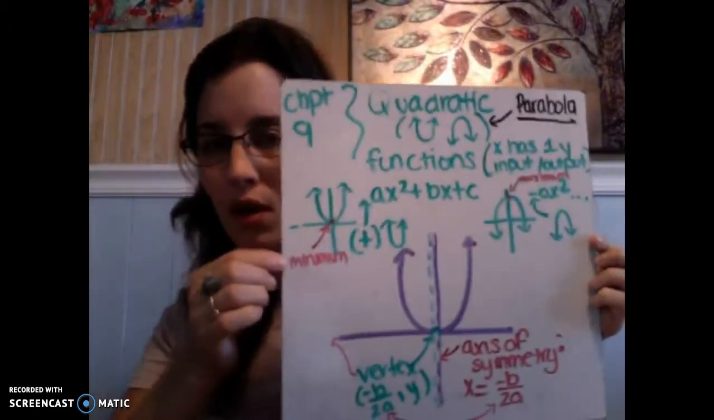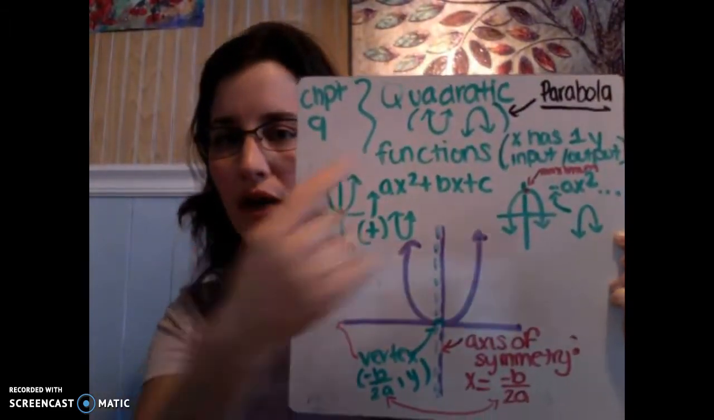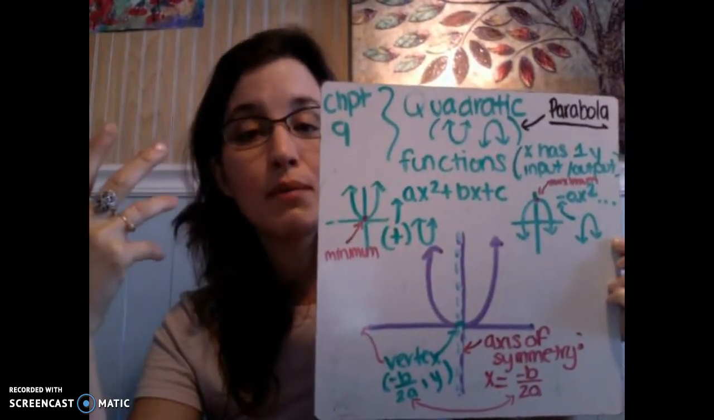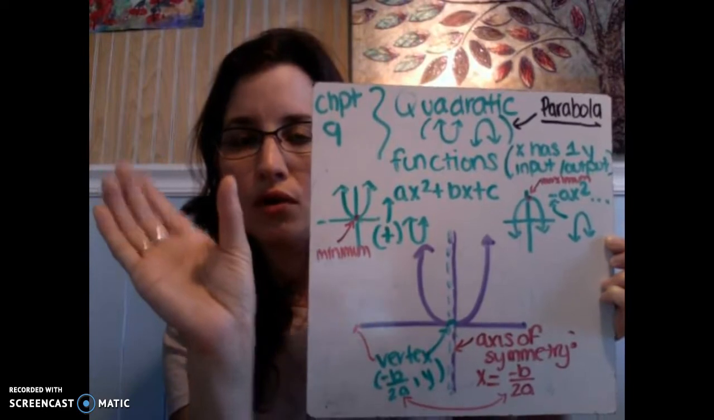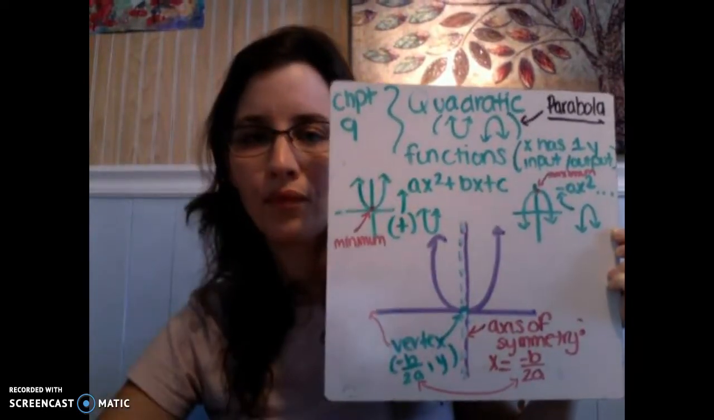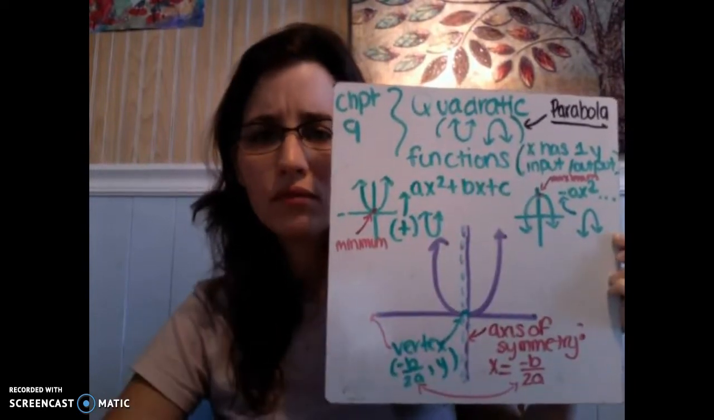Quadratics. All right, what do we know about quadratics? A quadratic is also known as a parabola. We're focusing primarily on when it's going vertical. Okay, so up or down. All right, from chapter 9.